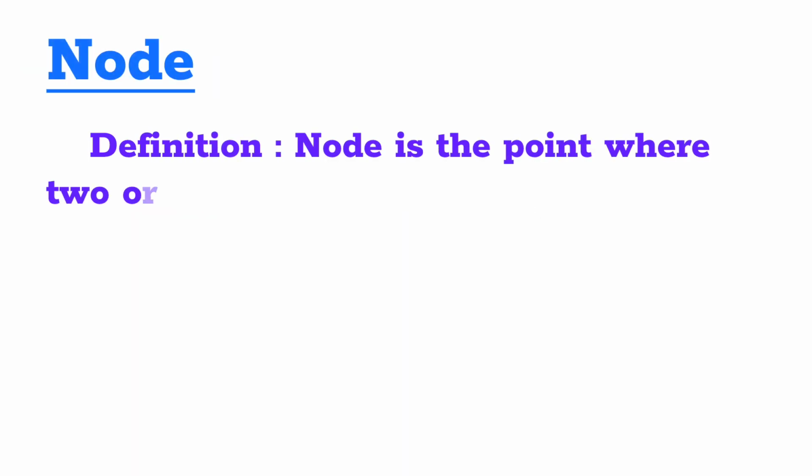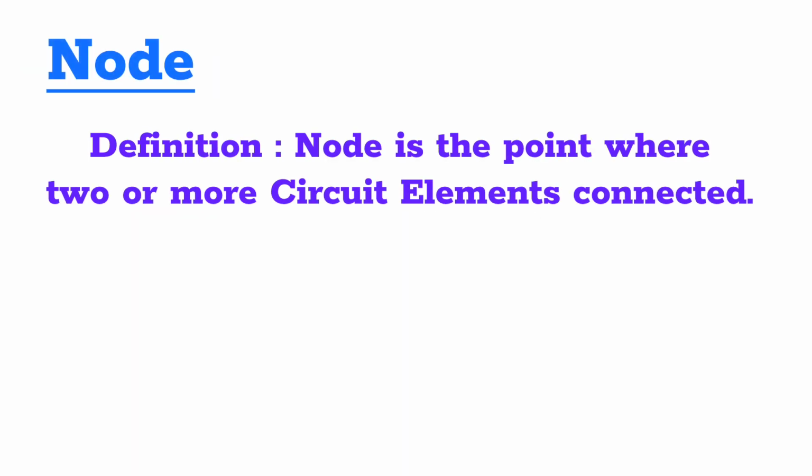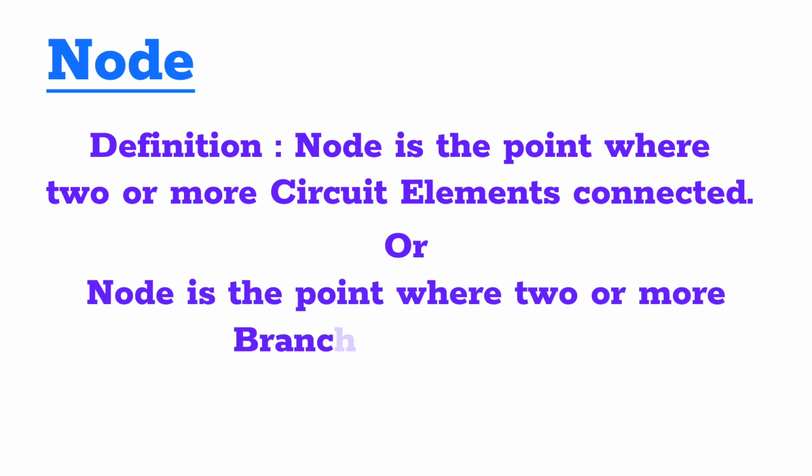Okay, next terminology is node. What is node? Node is the point where two or more circuit elements are connected. Or else we can tell like this also: node is the point where two or more branches are connected.